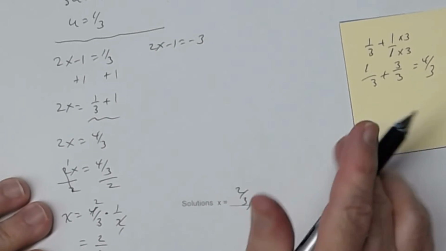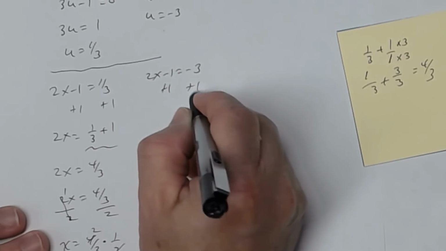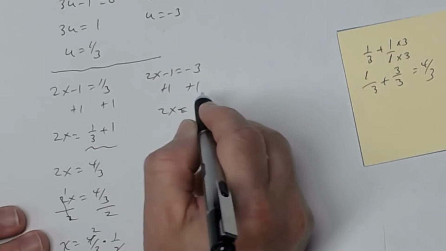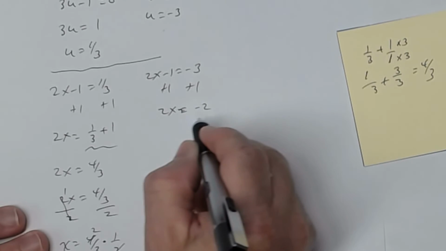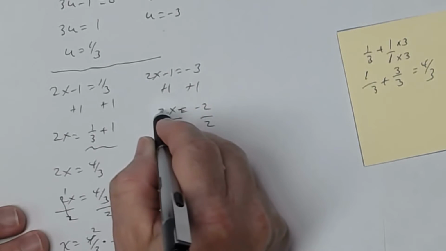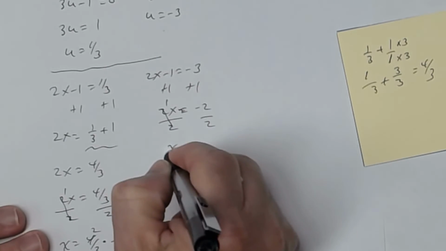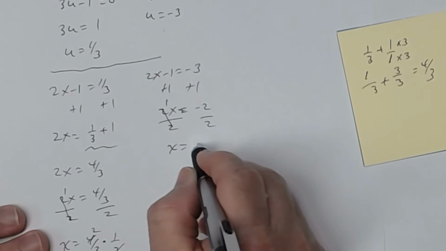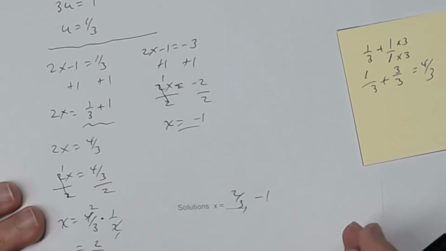On the other one, I'm going to add 1 to both sides. I get 2x equals -3 plus 1 is -2. Divide both sides by 2. 2 divided by 2 is 1. 1 times x is x. -2 divided by 2 is -1. So there's your other solution.